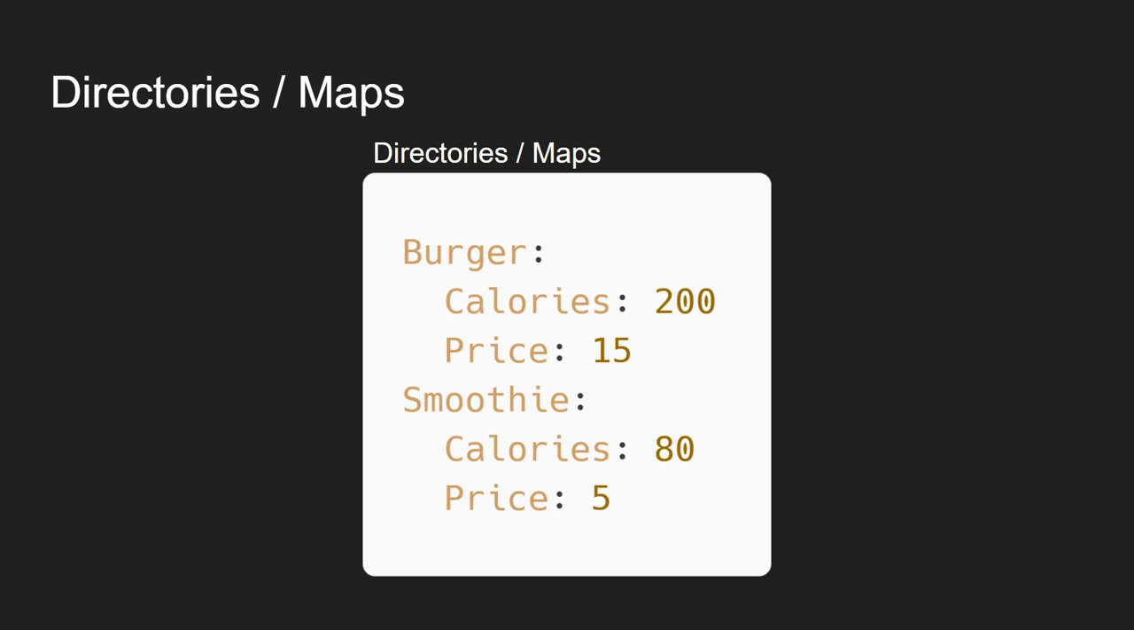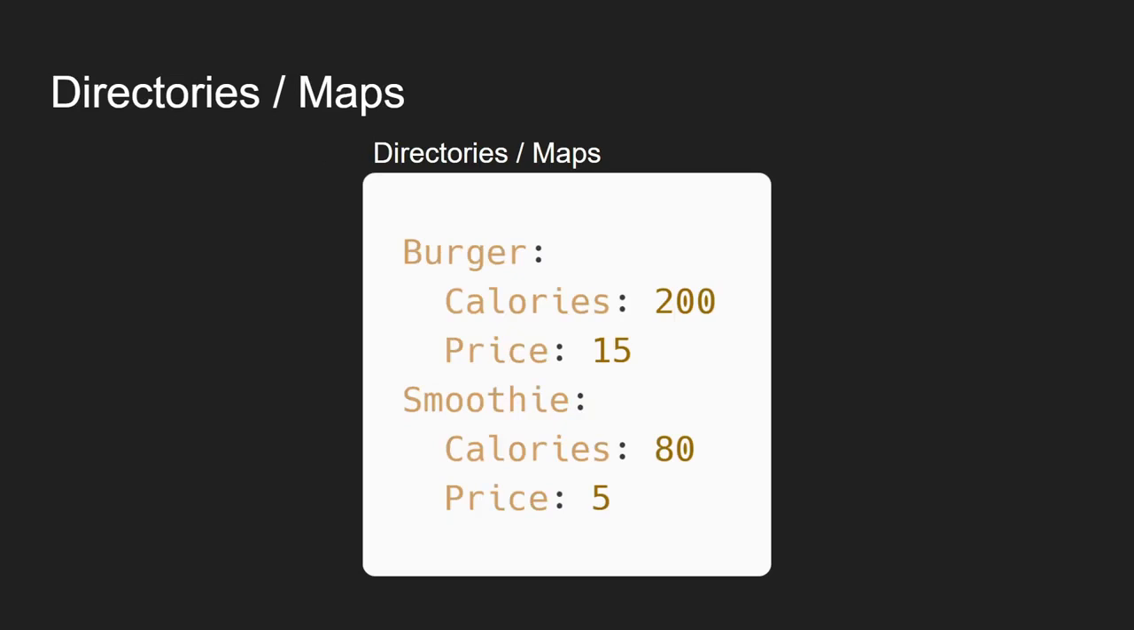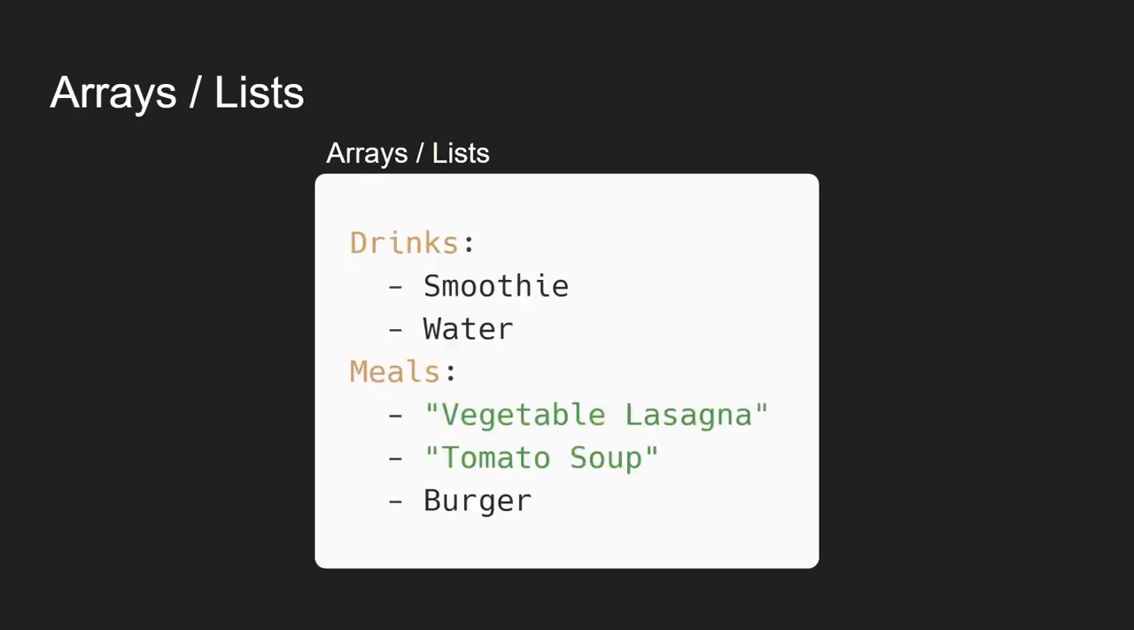Now, dictionaries and maps are pretty similar to arrays. However, it is using key value pairs instead of using just a value. So you can see here it's burger, calorie, value, price, value. And if you mixed up the order, so let's say the price came before the calories, it wouldn't matter. It would still deconstruct it the same way. Where here, they would switch around the order. And that would mean that water would come before smoothie.